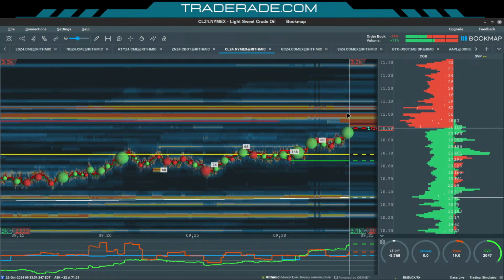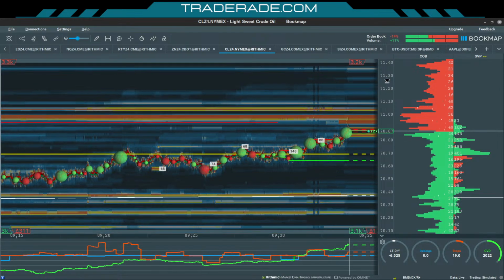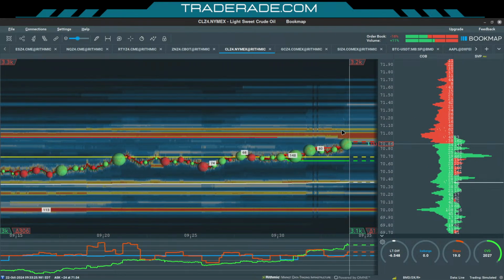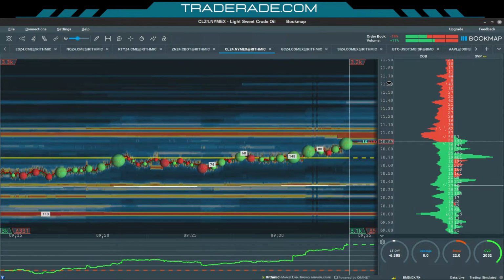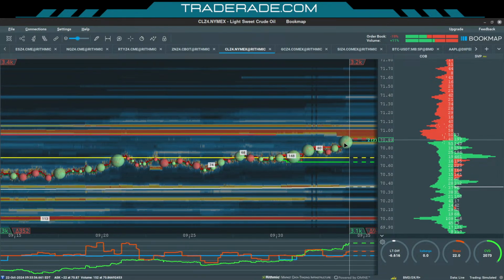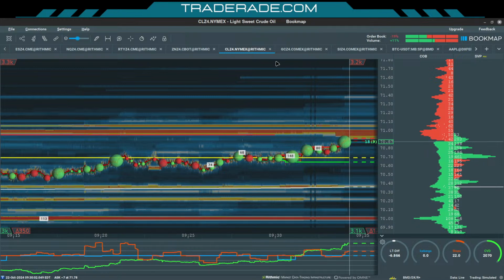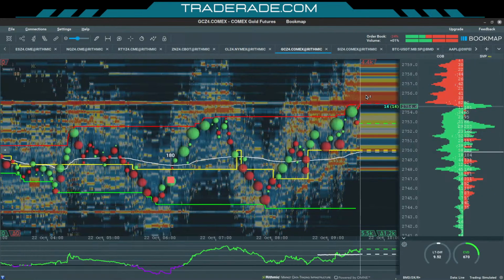Crude oil continuing to see a strong bid here, now trading 70.88, and we're seeing some interest build to the upside here with these offers that can act a bit magnetic. When trend is your friend and you see these offers start to build, they basically act as liquidity magnets. So oil off to a strong start here.